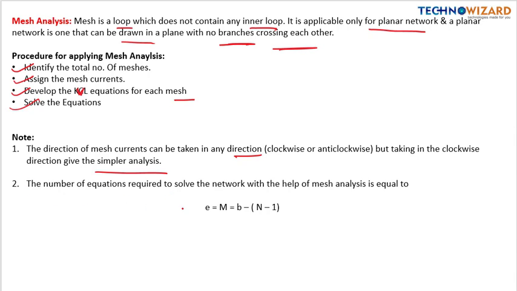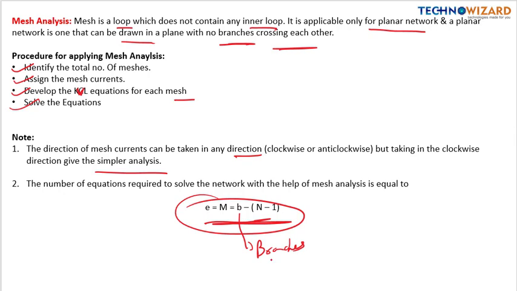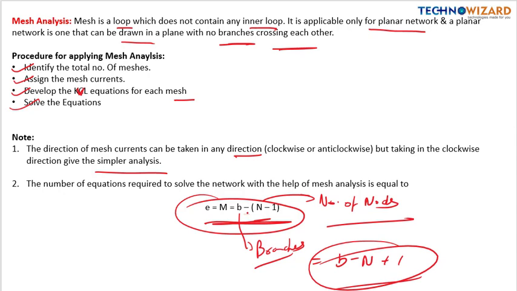Second, how to find the number of equations. I have seen this part many times in the ISRO exam. To find the number of equations by using mesh, the formula is b minus (n minus 1). What is b? b is the number of branches, n is the number of nodes in the circuit, and minus 1. You can also write it as b minus n plus 1 on opening the brackets. So please remember this.